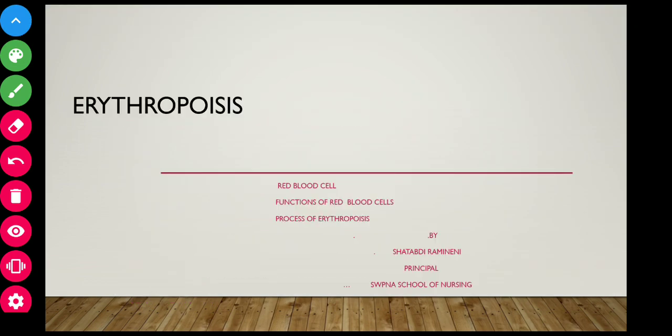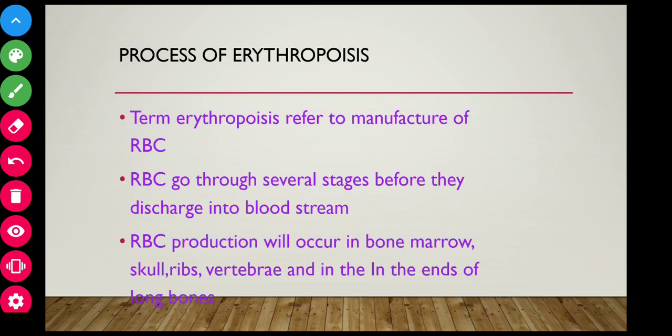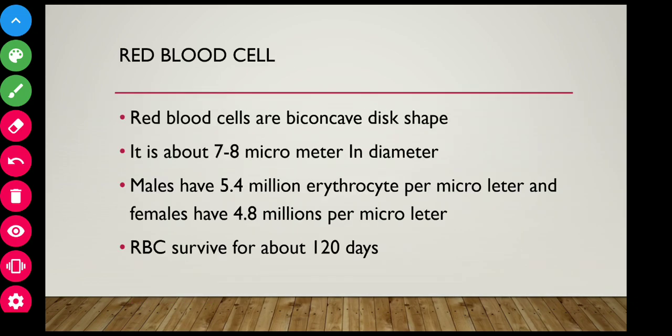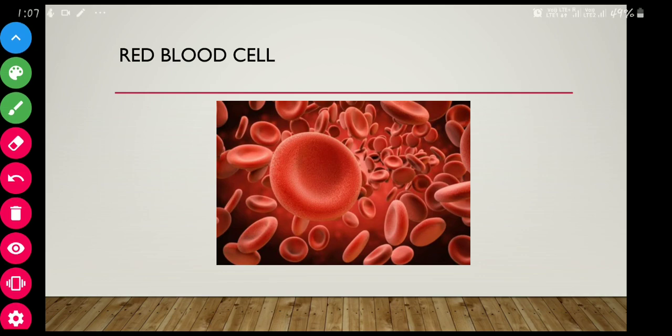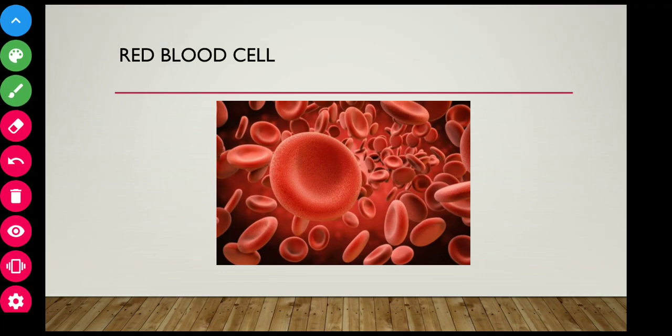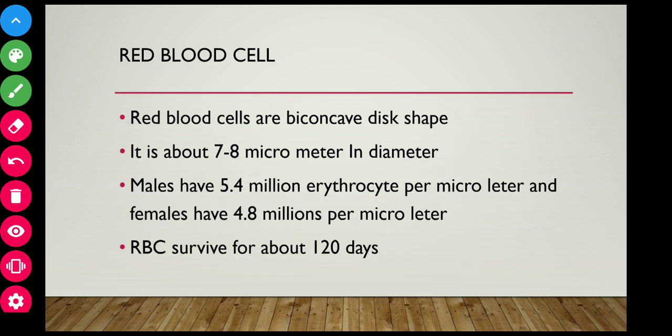Structure and functions of red blood cells. Red blood cells are also called erythrocytes. These are biconcave disc shaped. As you can see, it is a disc shape, and in the center we can see it's very thin. It is about 7 to 8 micrometer in diameter.